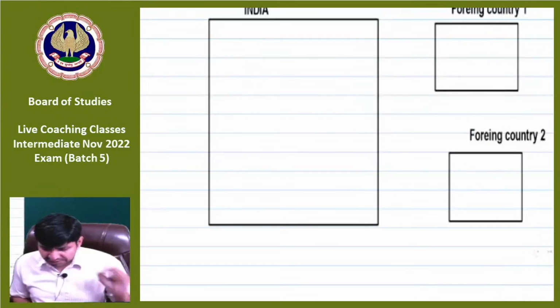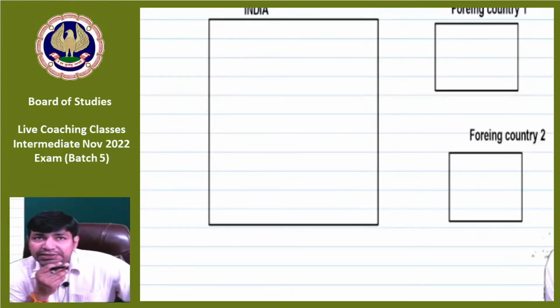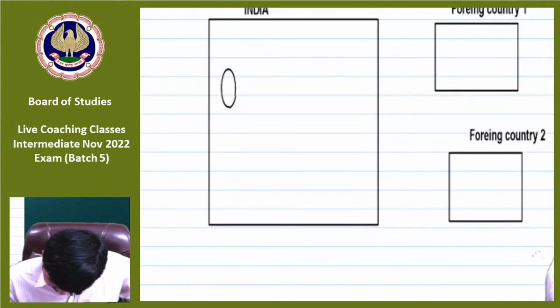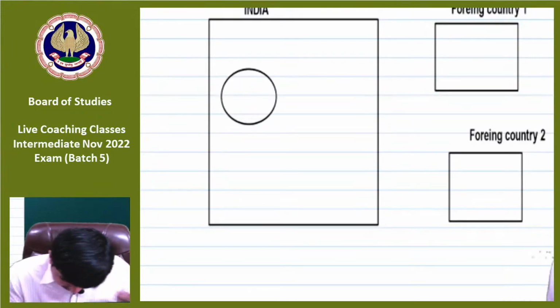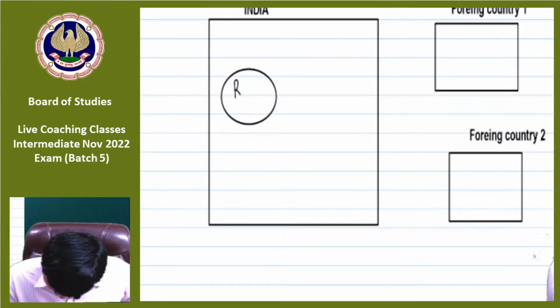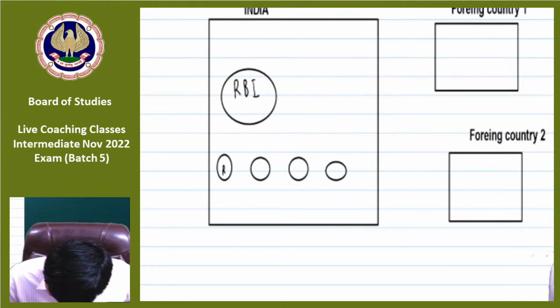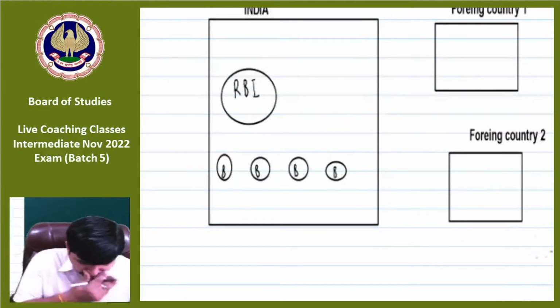so that I will not get any negative points from either of us. Okay, beta. See, this is our India, and here is a bank. This is the bank of banks, Reserve Bank of India. And here all the banks are there. Okay, beta. Banks, banks, banks.